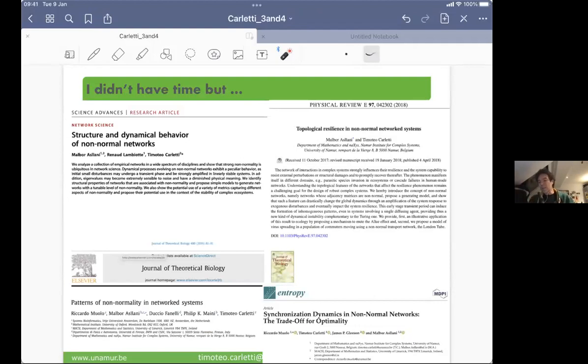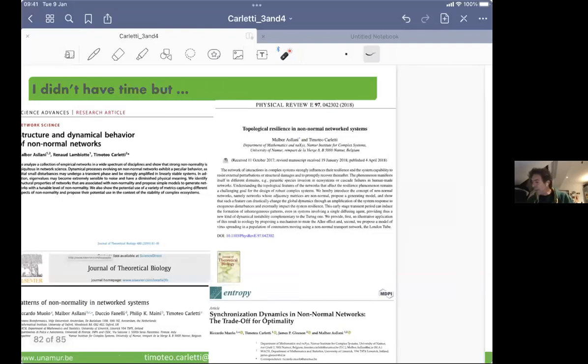And so this class of non-normal networks has been recently introduced and studied by Malbor Asllani. It's a very active field where you can really understand what happens. So you can have a system which is linearly stable, but because the system is non-linear and the network is non-normal, you can have patterns where you are not expected to see patterns according to the linear stability analysis.